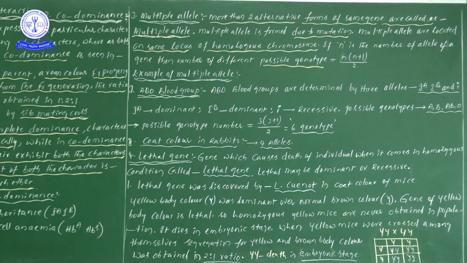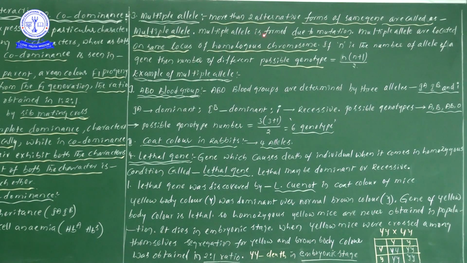Suppose if you take one gene, till now we know there are 2 contrasting alleles. But here, how many contrasting alleles are we going to study in one gene? More than 2. When more than 2 alleles are there, many are there, so we use the word multiple. More than 2 alleles or forms of the same gene are called multiple alleles. I hope you understood this.